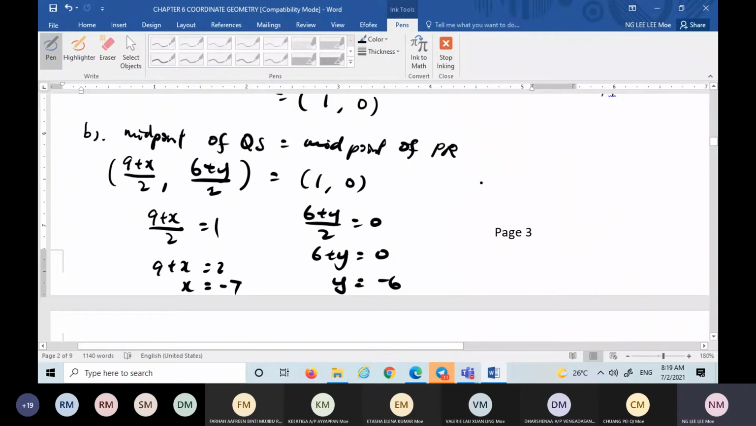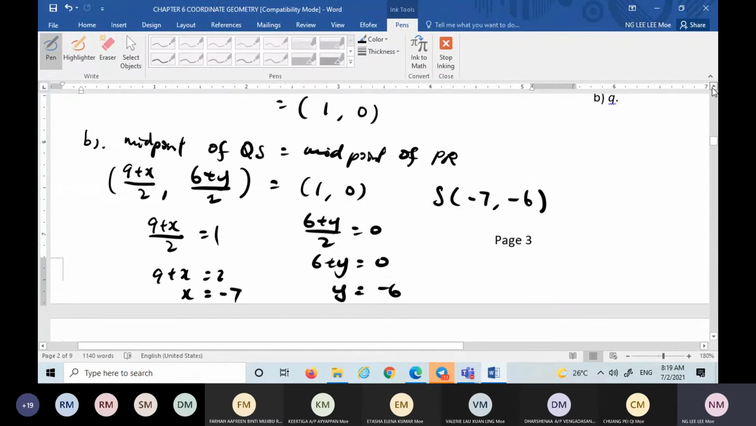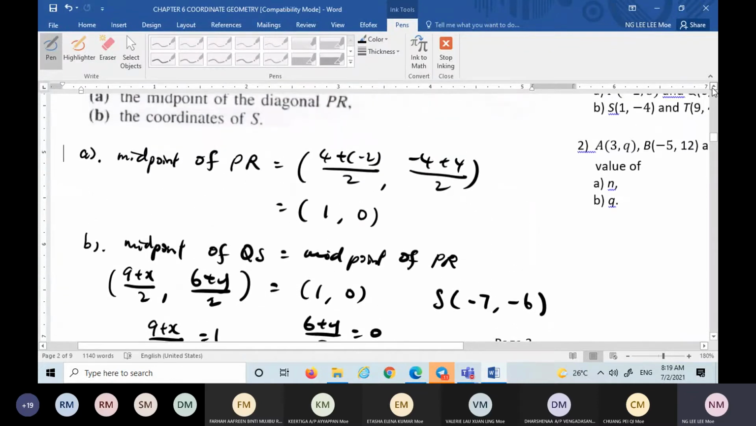I hope I didn't make a mistake. Therefore the point S is x is -7, y is -6. So this is the answer. This is the solution you write. If you haven't had time to copy, you can see the video again afterwards.